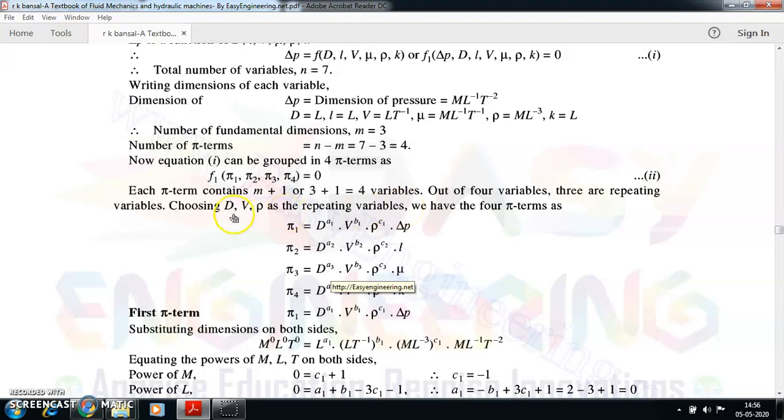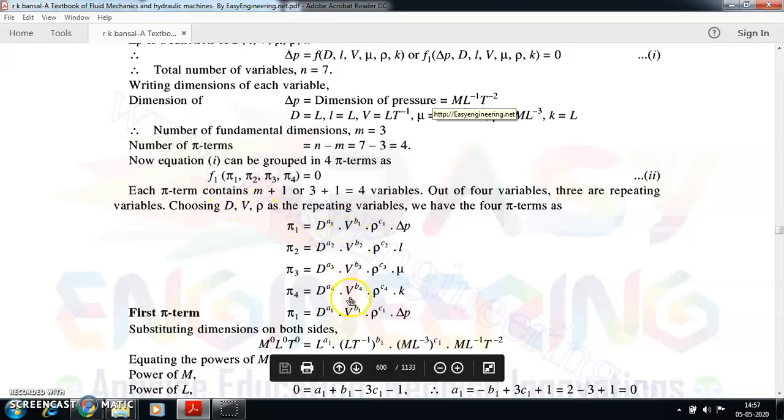Let us take the first variable which connects with the geometry. Either you can take diameter or length, no problem; here we have taken diameter. Next is with the flow. The only flow variable here is your velocity, so we will take velocity v. With the property of the fluid, you can take the viscosity or also you can take the density. Density will be much easier, so we will take density. So d, v, rho are the 3 variables which you will find in all 4 pi terms.